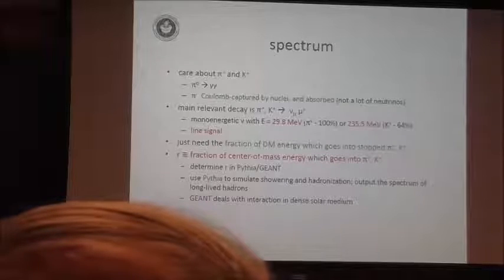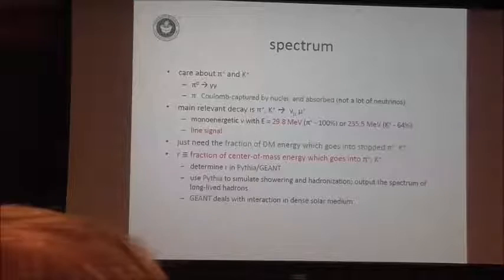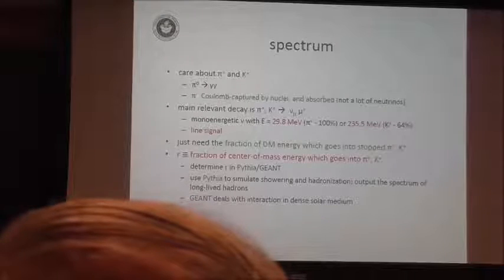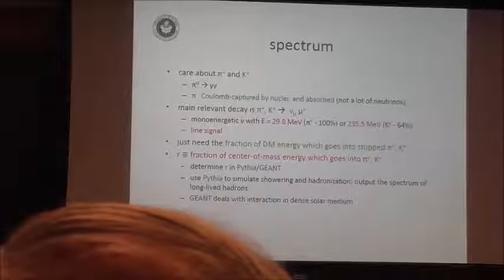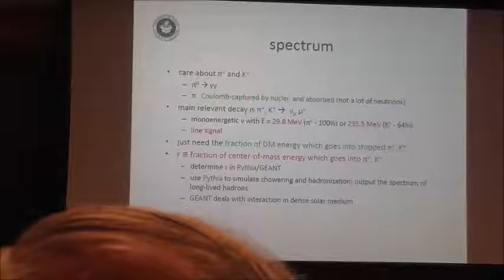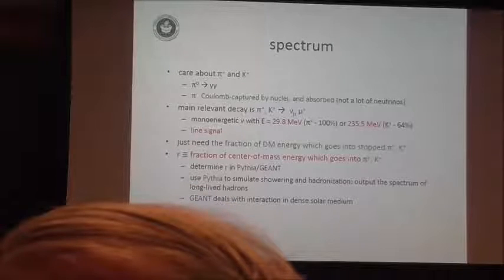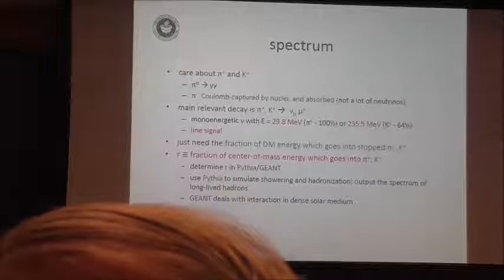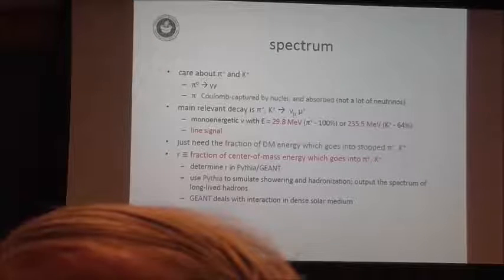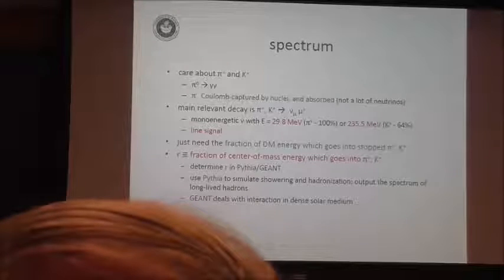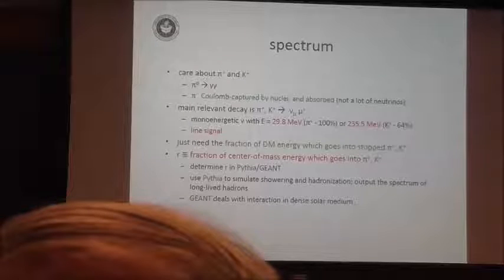As I mentioned, the thing you really care about are pi plus and k plus decays. Of course, you'll get pi nots also, but when those decay, you're largely going to get 2 photons, so you're not going to get any neutrinos out of that. In the same way, you'll have pi minus, but that's going to end up being Coulomb captured by nuclei, so again, you're not going to get many neutrinos out of it. So the main decay you're interested in is when pi plus and k plus go to a mu neutrino and a mu plus. Since it's a 2-body final state, your neutrino is going to be monoenergetic. In the case of a pi plus, it's going to be about a 30 MeV neutrino with almost 100% branching fraction. For a k plus decay, it's closer to 236 MeV with about a 64% branching fraction. So this is really a monoenergetic neutrino, essentially a line signal.